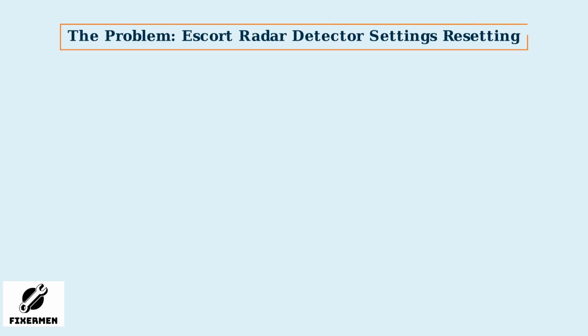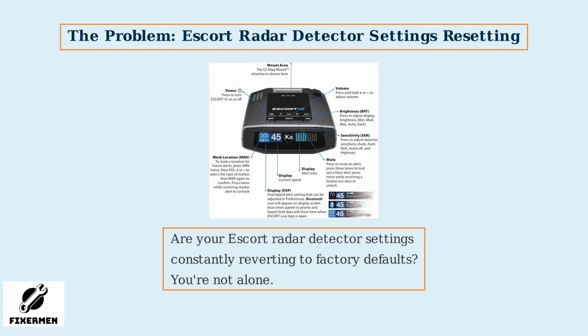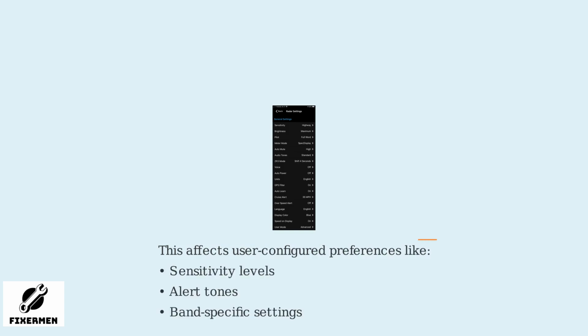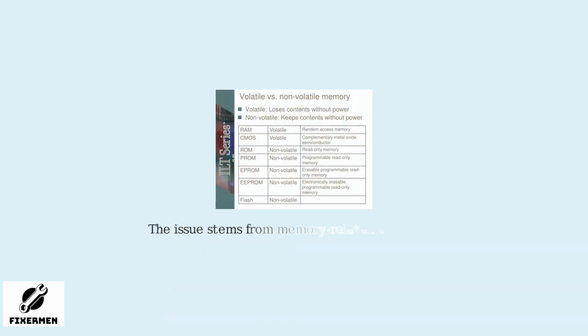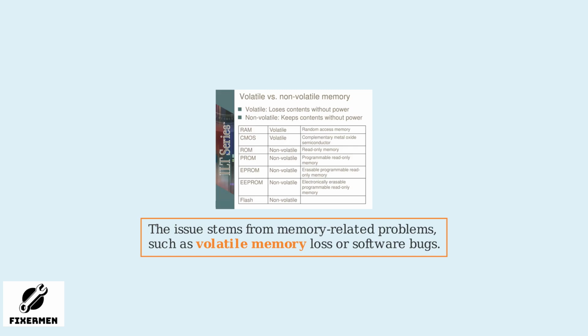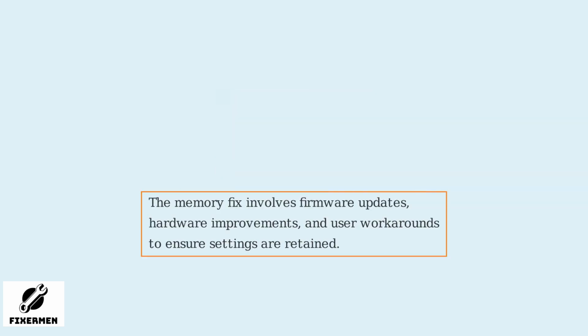Are your Escort radar detector settings constantly reverting to factory defaults? You're not alone. This affects user-configured preferences like sensitivity levels, alert tones, or band-specific settings. The issue stems from memory-related problems such as volatile memory loss or software bugs. The memory fix involves firmware updates, hardware improvements, and user workarounds designed to ensure settings are retained.